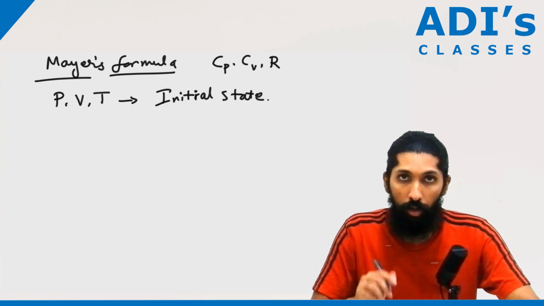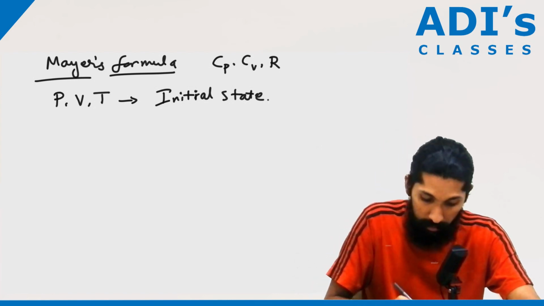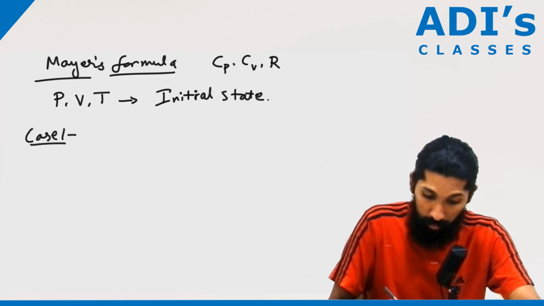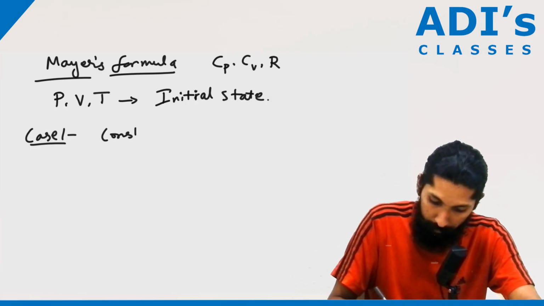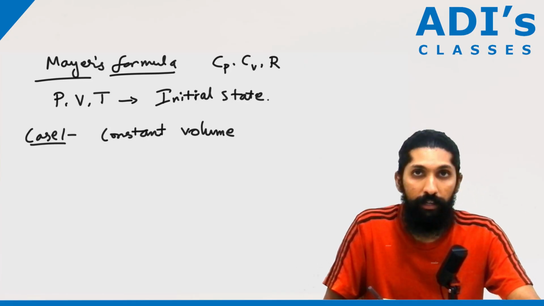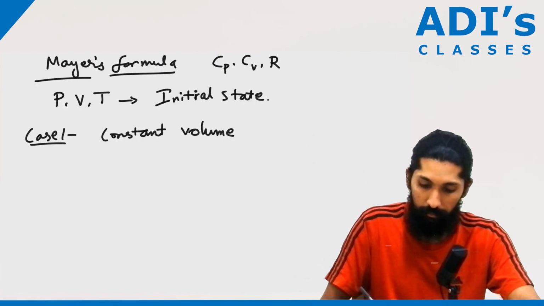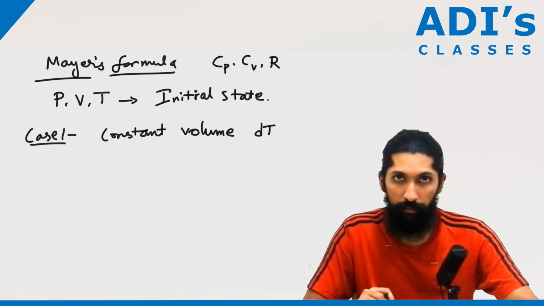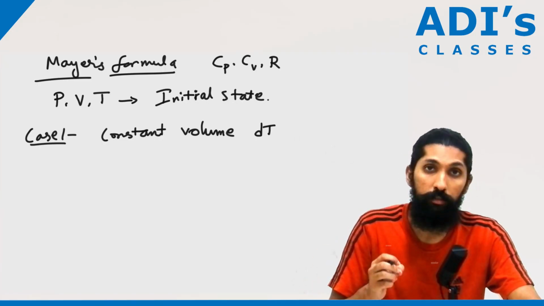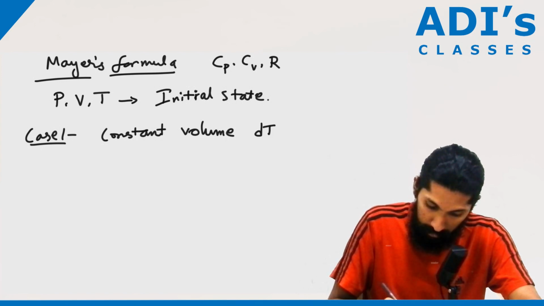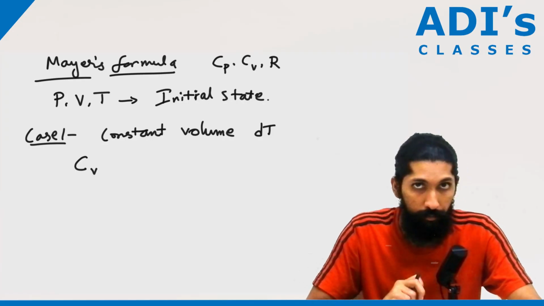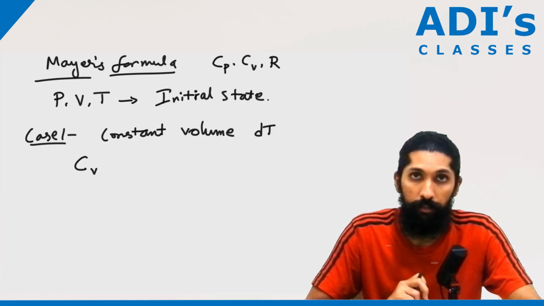Now we'll take two cases. The first case, case 1, we are heating at constant volume. Here the temperature change will be dT, a small value. Since we are talking about constant volume, we get the Cv part, that is Cv is the specific heat of the gas at constant volume.